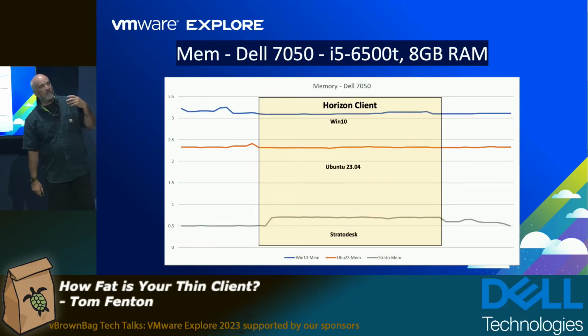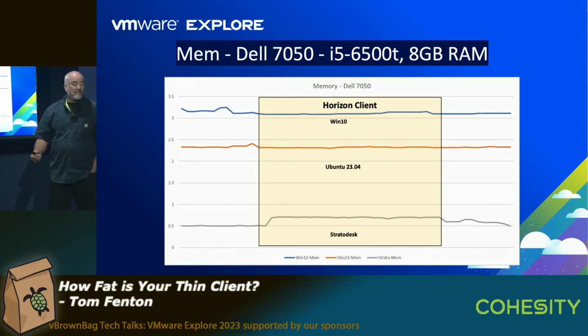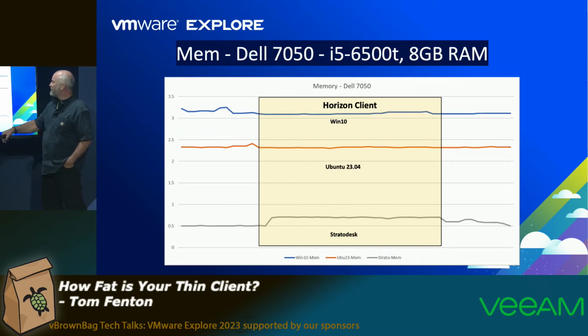Then I took a look at the RAM on it. And again, the bespoke thin client OS, maybe under a gig. Again, just really surprised me how lightweight it was. And Linux used a little bit more, about 2.5 gig. It didn't really increase much. And then Windows, being Windows, used about 7 times as much RAM.